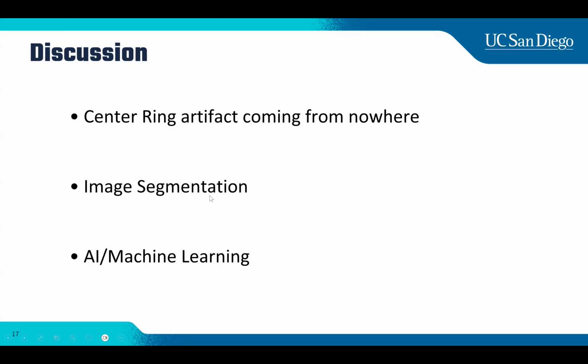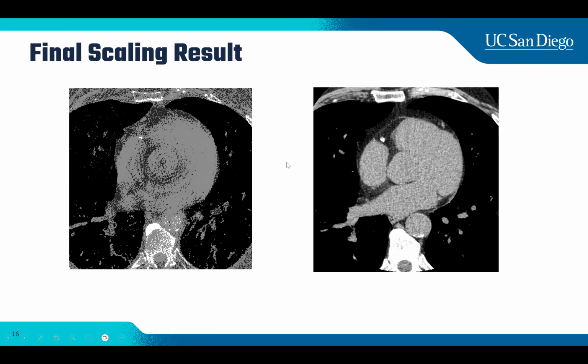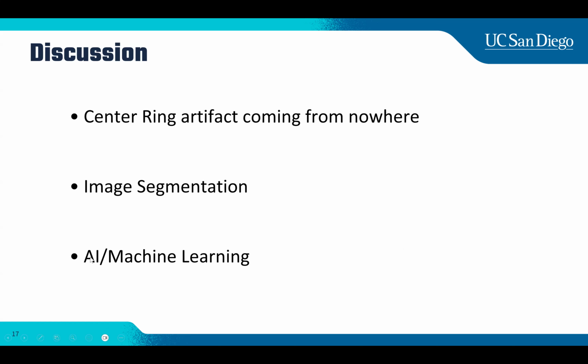The second one is the image segmentation. I did this basically manually. I have no idea how GE did this. With GE, you input whatever image, and they can scale the data automatically on their own. They know where the fat is, where the tissue is, where the bone is. So I guess for this problem, AI and machine learning is probably the way out. The traditional way is so difficult to do, very hard to implement.